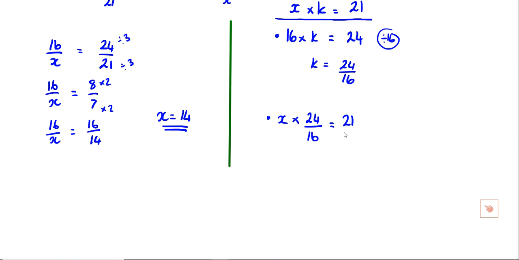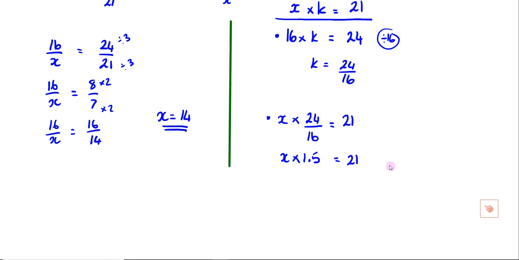Could you just do it for me though, on your calculator? Can you do 24 divided by 16? What is it? 1.5. Okay, so x multiplied by 1.5 equals 21. Now would you do x times 1.5 and then divide by 1.5?